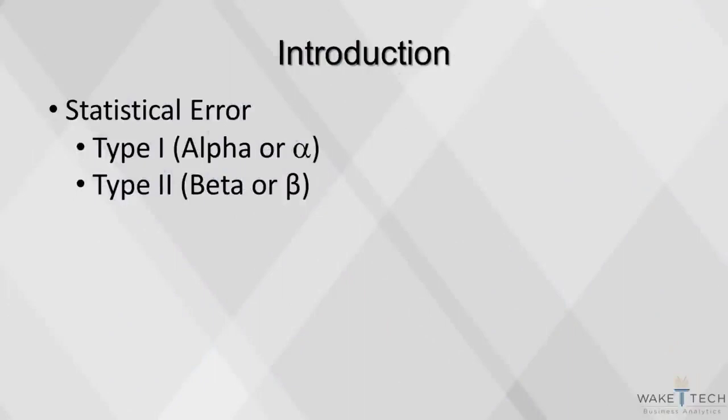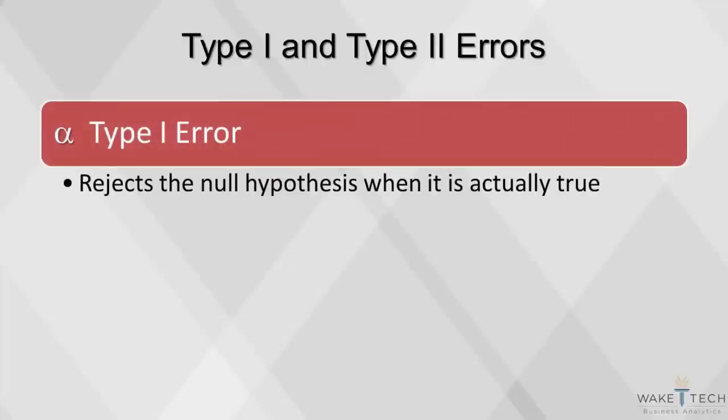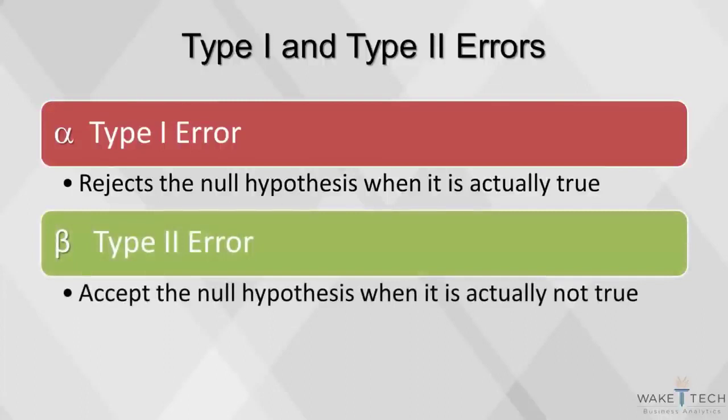This video will cover 2 types of statistical error, type 1 or alpha, and type 2 or beta. All statistics derived from samples are subject to error. A type 1 error rejects the null hypothesis when it is actually true. A type 2 error accepts the null hypothesis when it is not true. Remember that a different sample can give a completely different result. A sample mean is likely to fall in the confidence interval only 95% of the time, so the inferences drawn from the sample may be wrong.